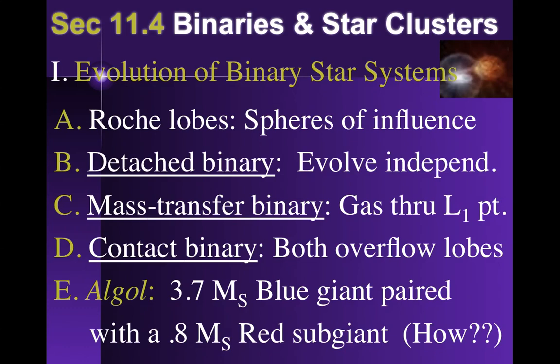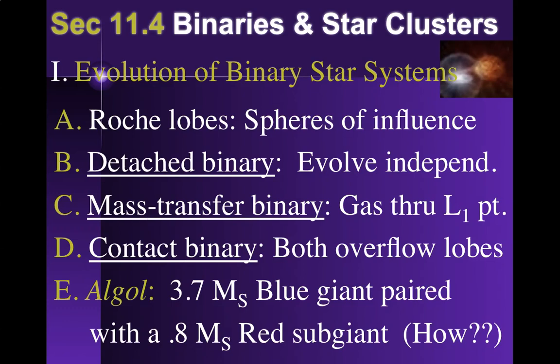And it looks like the 0.8 one has skipped its turn and already is evolving off the main sequence to become a red subgiant. That doesn't make sense. It's like the little brother star grew up first. So what happened? Well, what happened was this. When these stars were born, when they were created, the 0.8 one originally was the heavier star. That's the only explanation that makes sense.